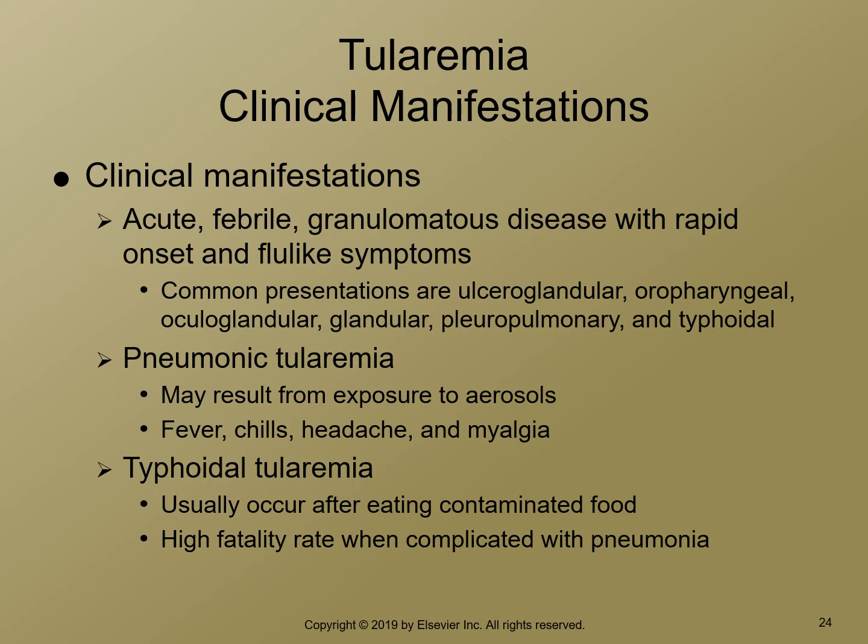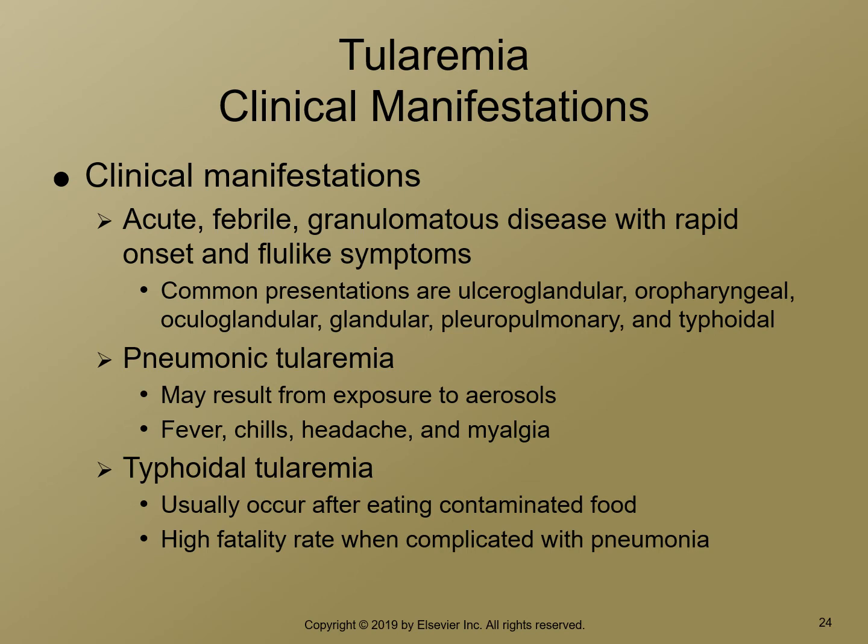Remember, there are different categories of presentations, and the most common are ulceroglandular, in which there are ulcers and lymphadenopathy; oropharyngeal, in which pharyngeal ulcers are present and lymphadenopathy; oculoglandular, in which conjunctival ulcers are present and lymphadenopathy; glandular, in which lymphadenopathy is present without ulcer; pulmonary, in which there are no ulcers and possible lymphadenopathy; and typhoidal, where there are no ulcers or lymphadenopathy.